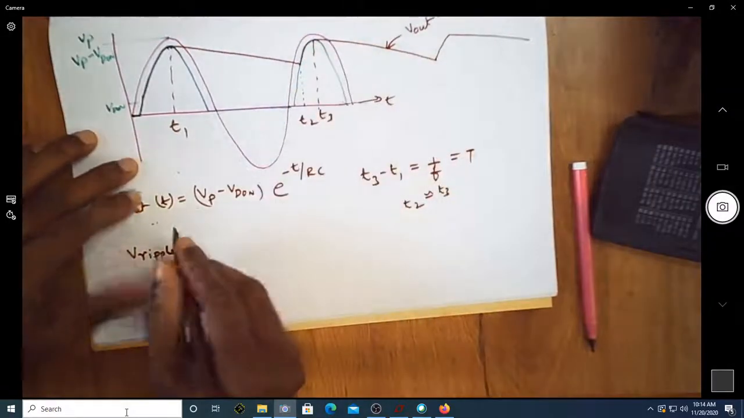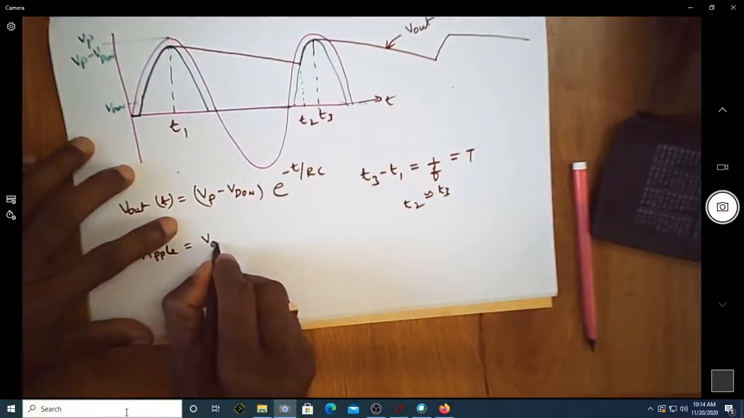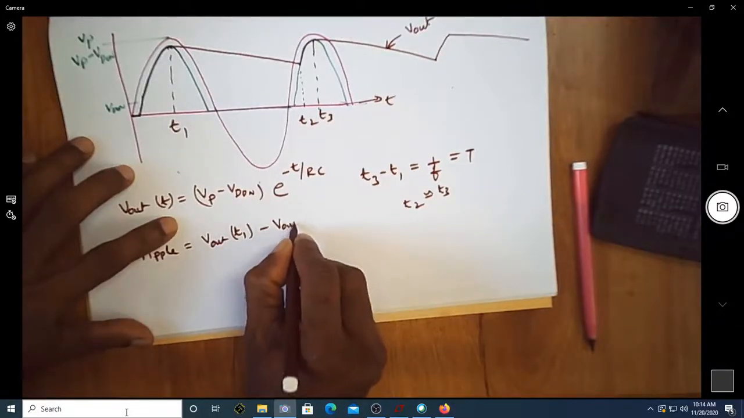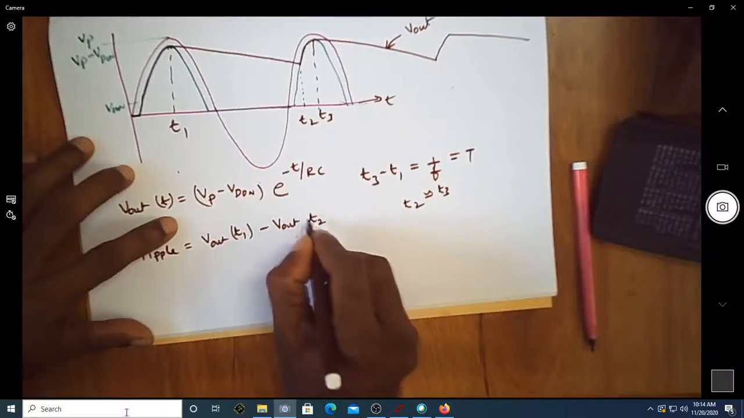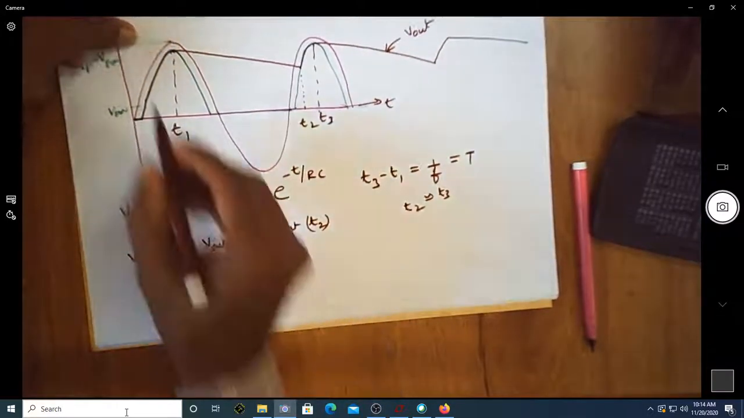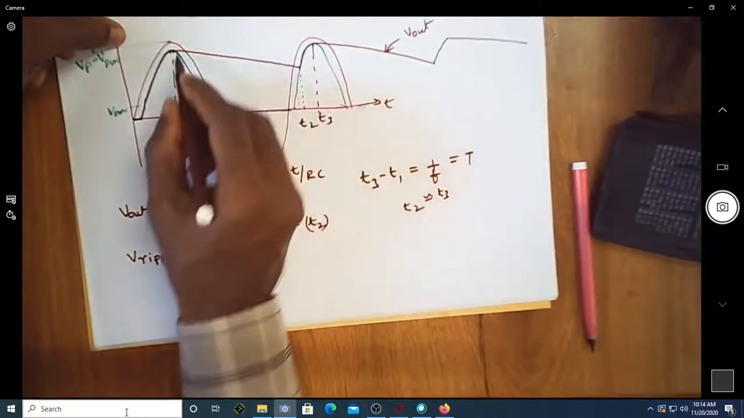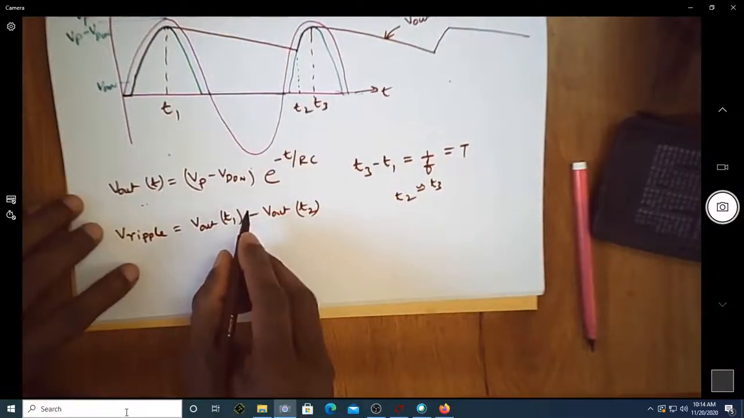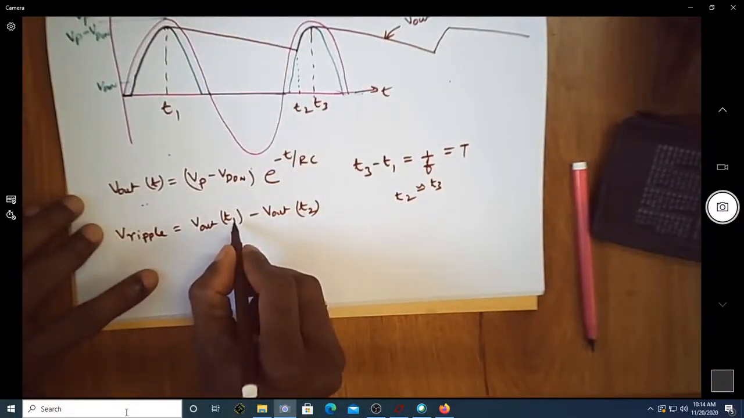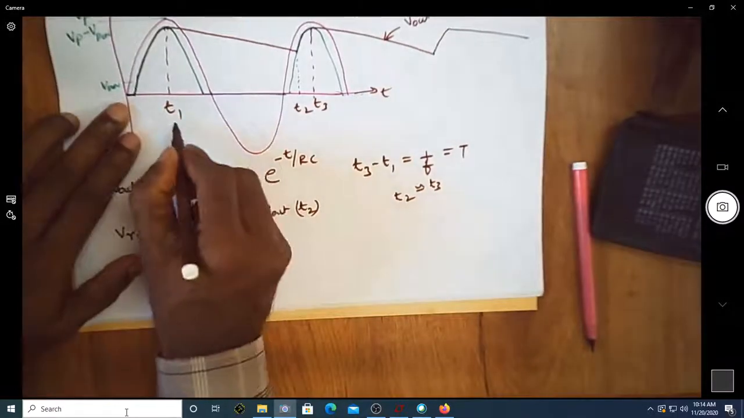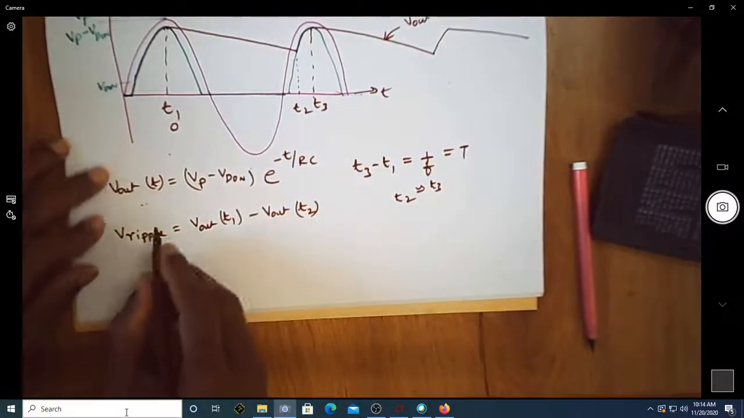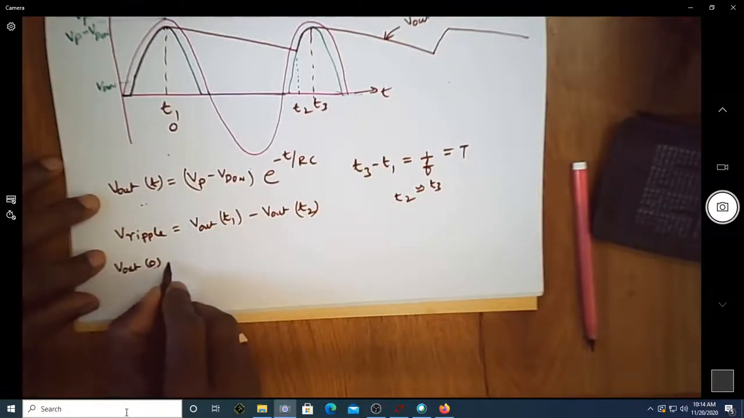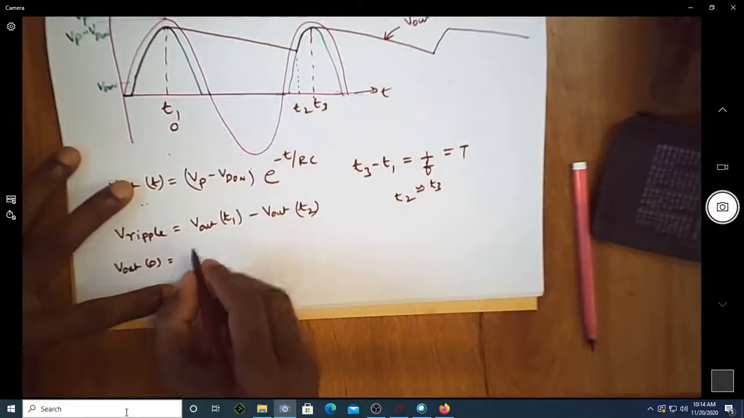That is, ripple voltage is given by V out at t equals T1 minus V out at t equals T2. Suppose this is X volts and this is Y volts, V ripple is X minus Y. I'm just trying to find those two values. So let us consider t equals 0, assuming this is the 0th time. So what is V out when t is equal to 0? Wherever t is there, substitute it as 0.